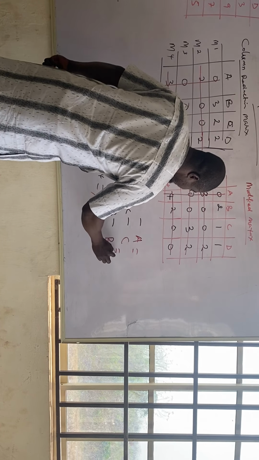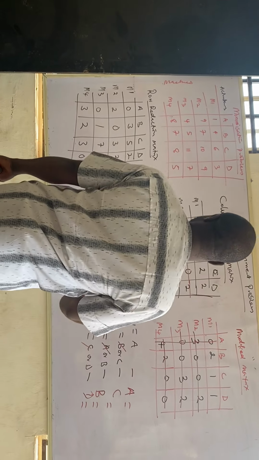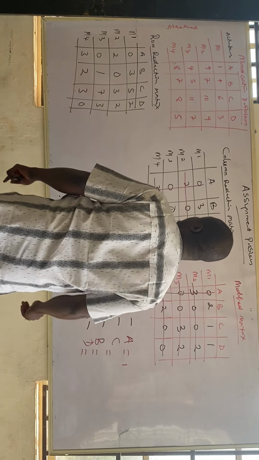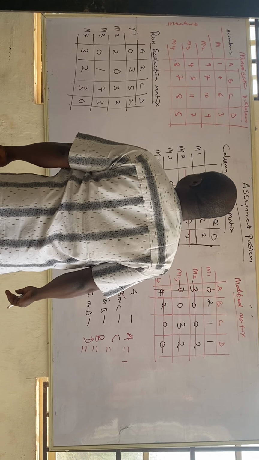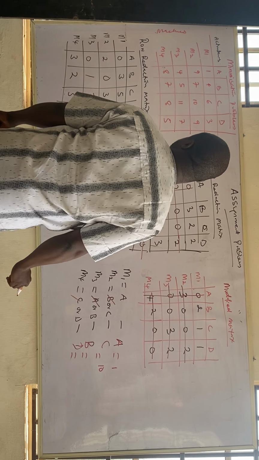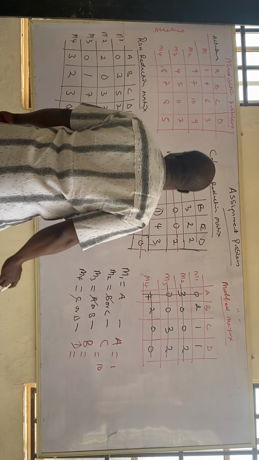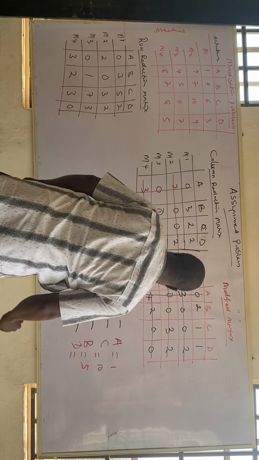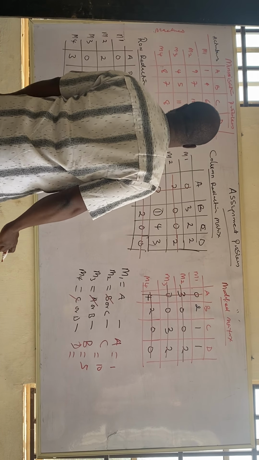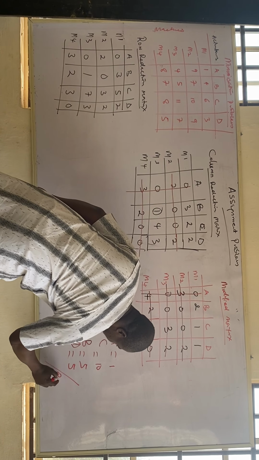And what's the time allocated? Machine 1, if you give A, is 1 minute. Machine 2, if you give C, it is 10 minutes. Machine 3, if you give B, it is 5 minutes. Machine 4, if you give D, it is 5 minutes. Without conflict, this is 21 minutes.